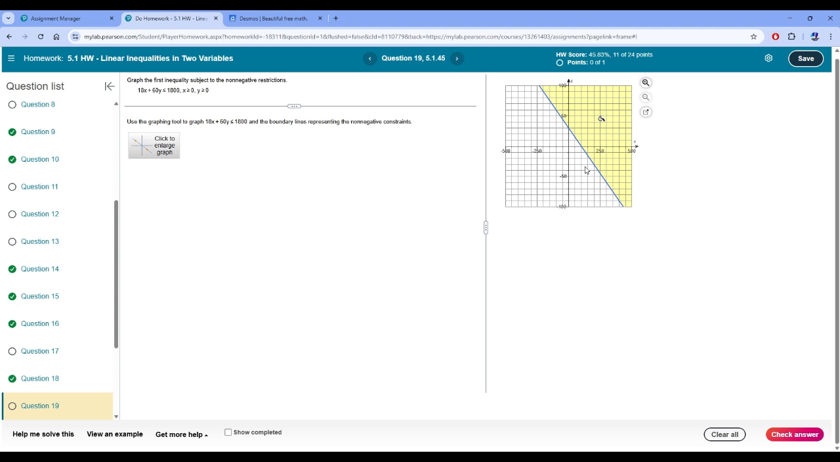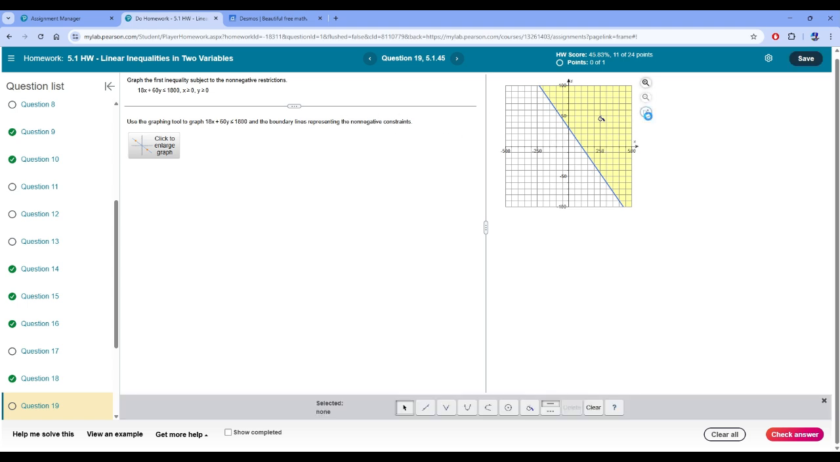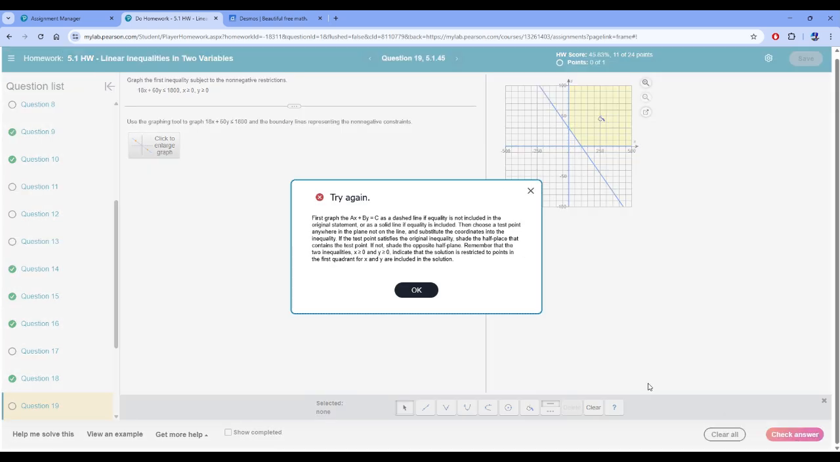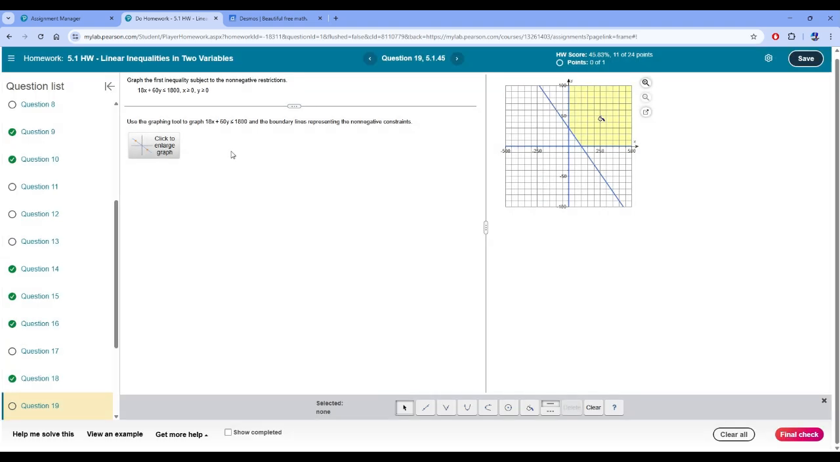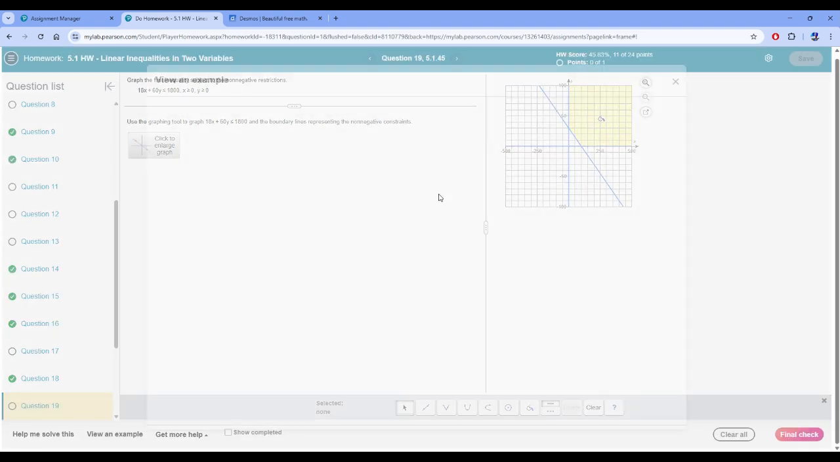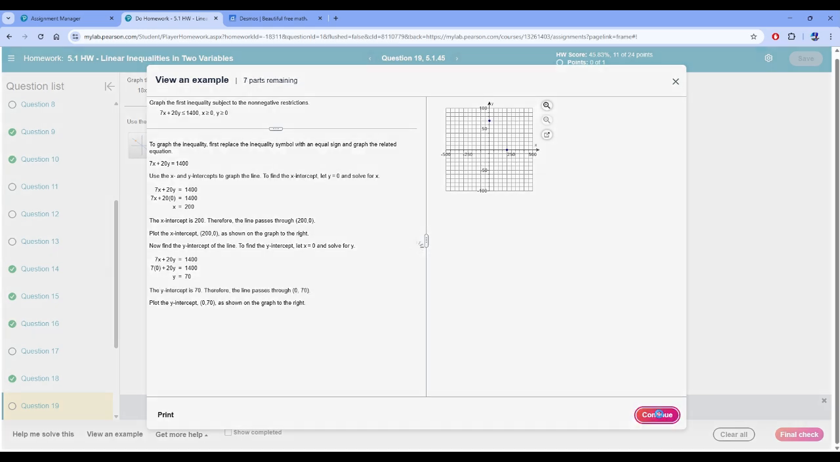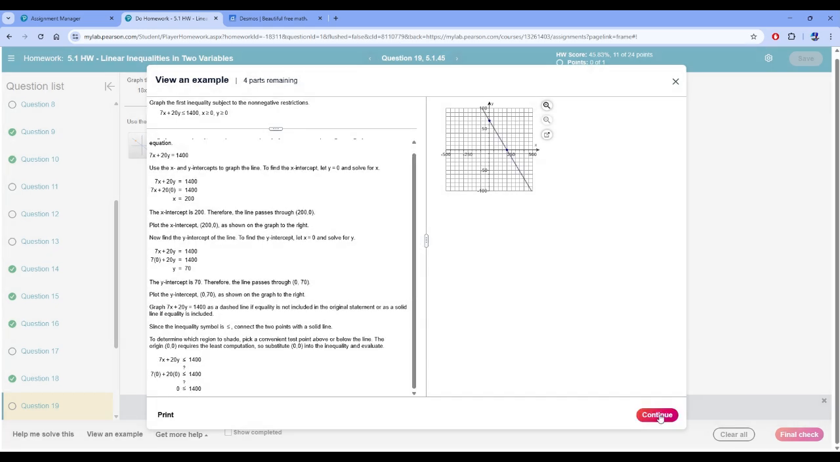And the boundary lines representing the non-negative constraints. So I just got to get the boundary lines. How would I get boundary lines? So let's do boundary lines. Let's go boom, boom. And then boom, boom. Let me see what they're trying to get me to graph. I got that. I got that. I got that.